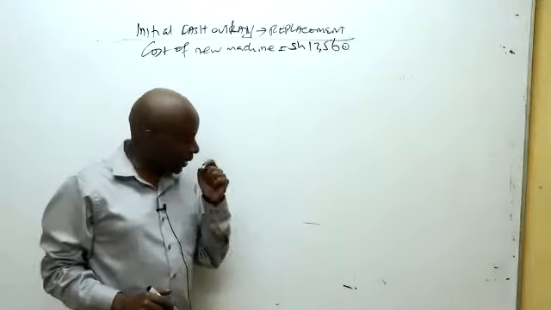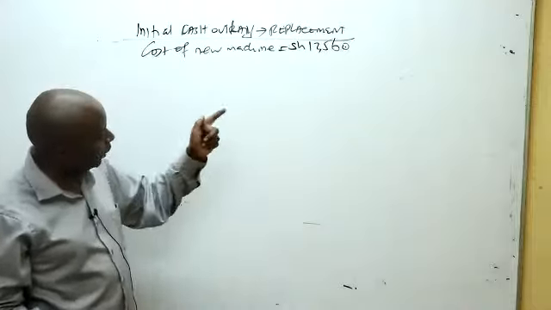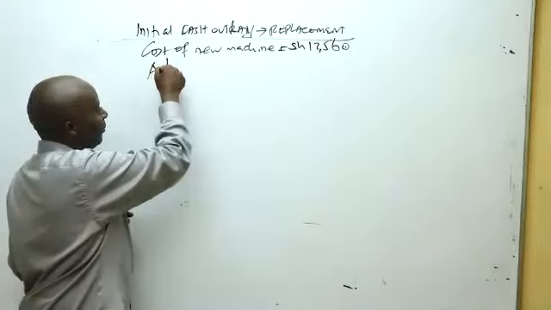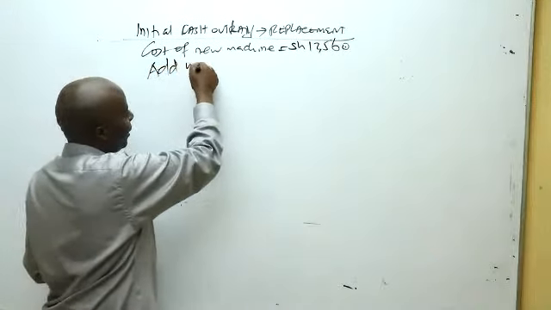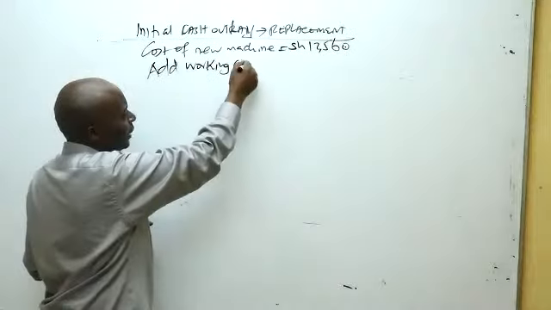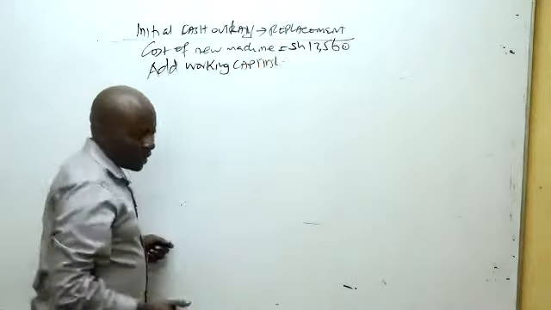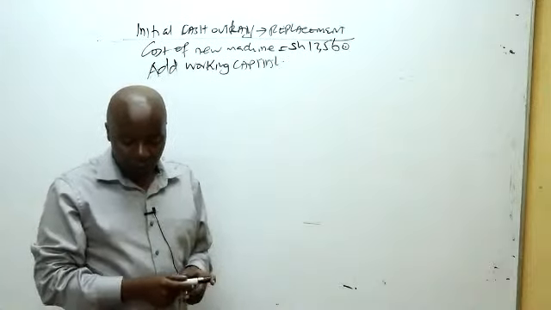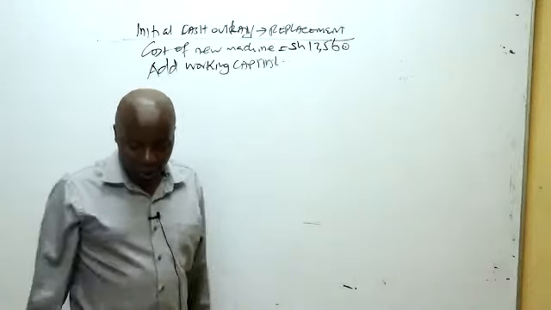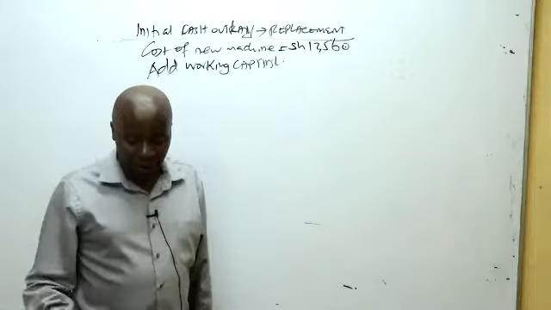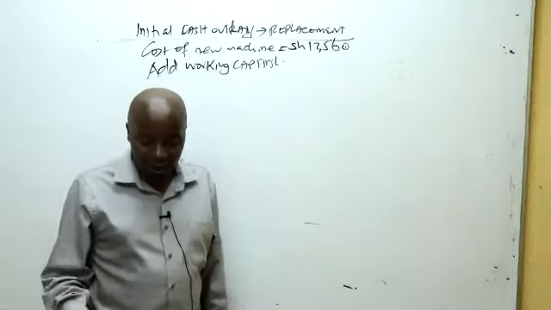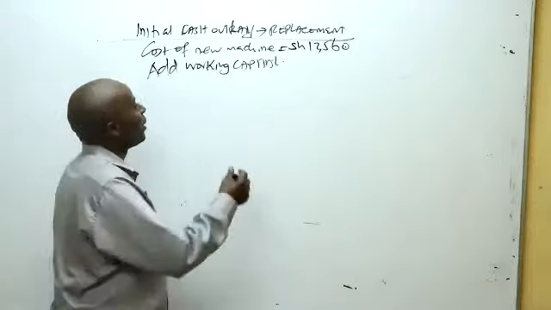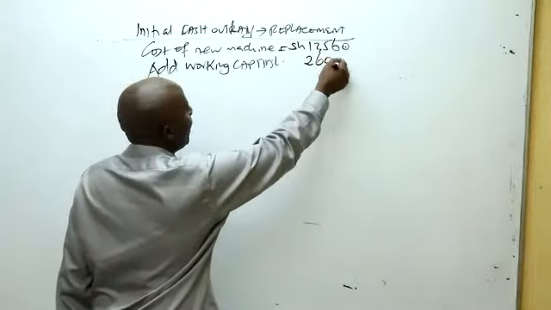Yes. Once I do a replacement, I acquire this new machine. The new machine can't run itself. We need to come and add the working capital injected at the beginning. What is the working capital which we are given there, which we need? We are told that the new machine will also require an additional investment in working capital of 2,600 at the start. So in this case here, we have working capital 2,600.